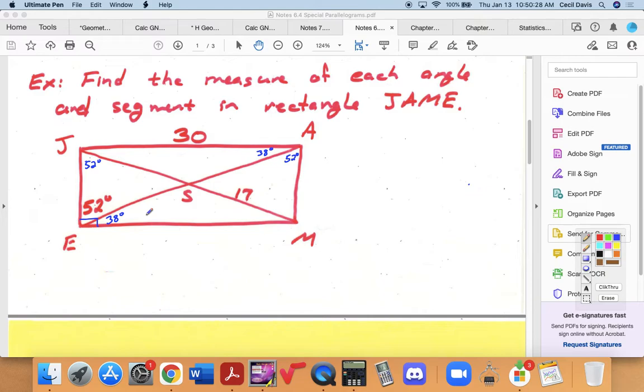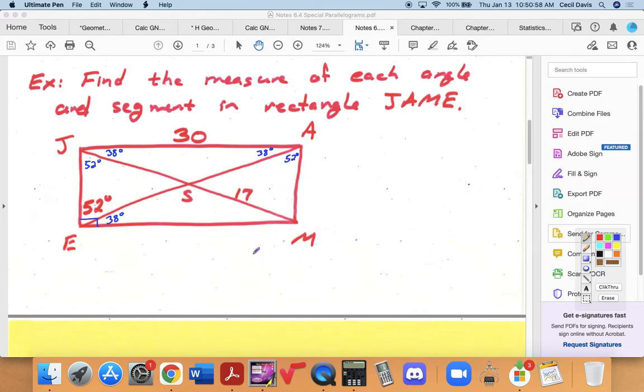Yes? Angle AJS is 38, right? For two different reasons. Can you give me one? Because it's an isosceles triangle, and because angle AJS is complementary to angle EJS. Yes, these two angles have to add together to be 90. Exactly right.